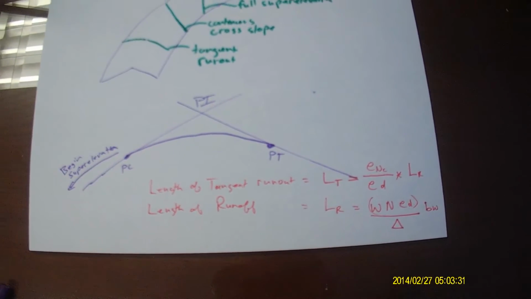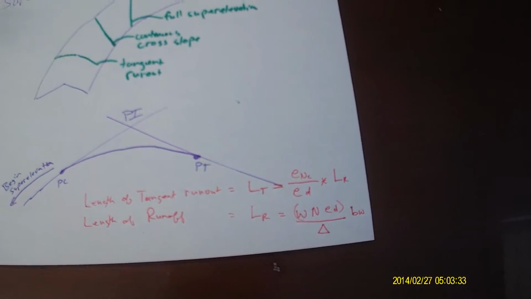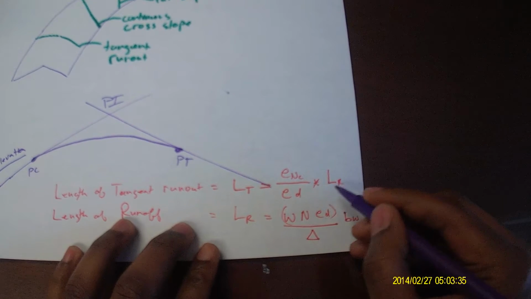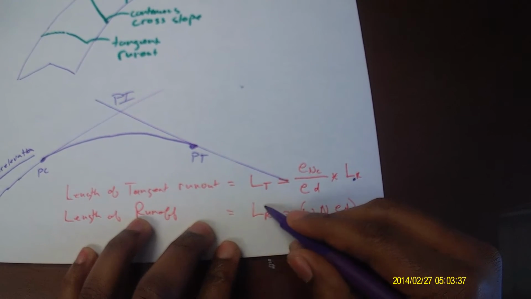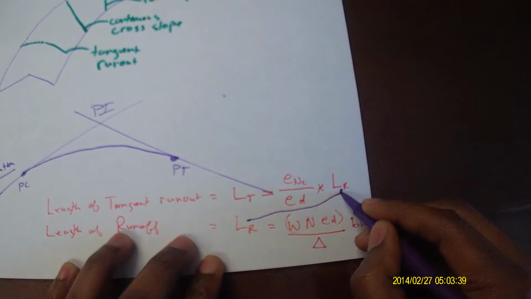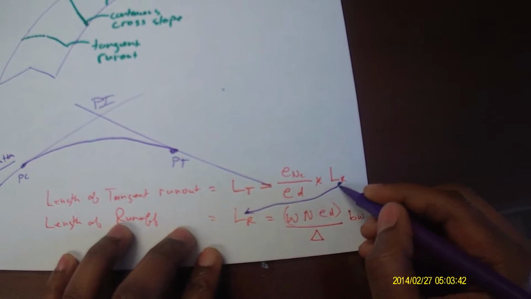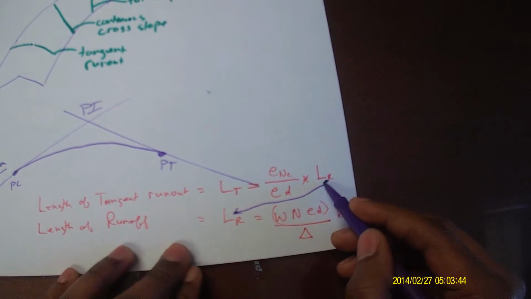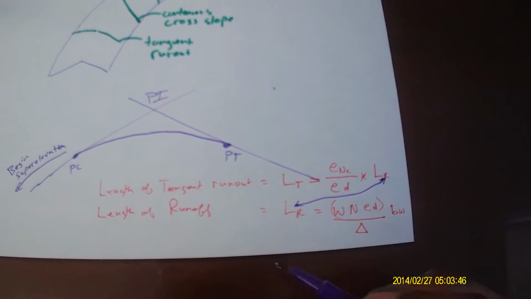Now, before I get into defining each one of these things, I want you to notice something. This L sub R and this L sub R are the exact same thing. So you cannot figure out what your length of tangent runout is unless you know what your L sub R is first.